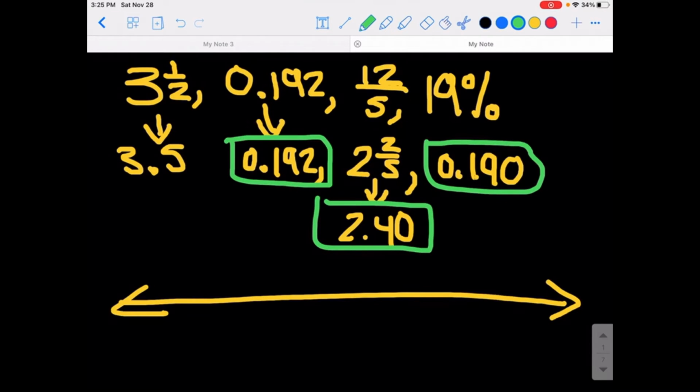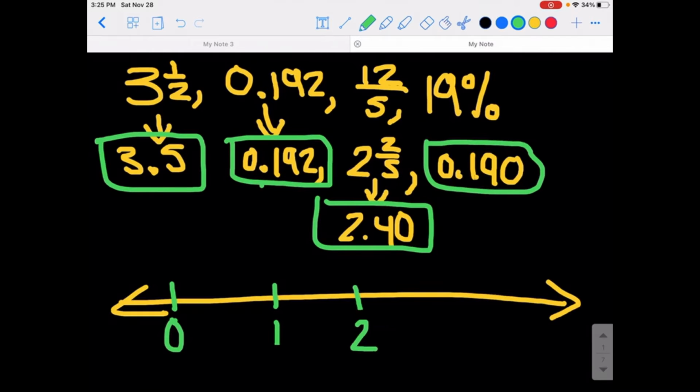Now it's very easy to distinguish which one is the greatest and which one is the least. You could add the 0 here as a placeholder; it's totally optional. Now that you know the highest is really less than 4, I would go on my number line by 1s up to 4. So you can do that. Now we'll start plotting them.